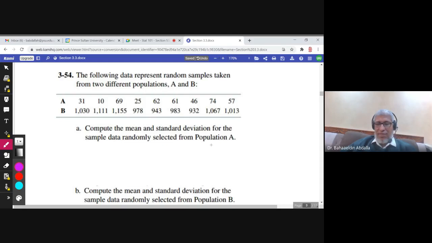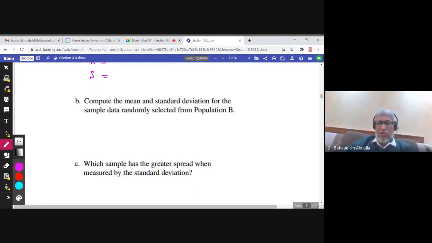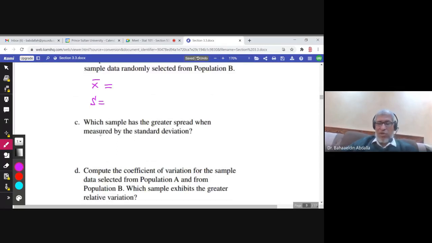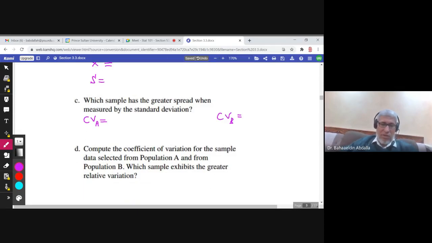That's the answer. Also, this one, 3.54, you can use the calculator to compute the mean and the standard deviation for the sample selected from population A. So please use your calculator to find the mean and the standard deviation for sample A. Also, here find the mean and the standard deviation of sample B. And then to answer this question, which sample has the greater spread, you find the coefficient of variation of the sample taken from population A and the coefficient of variation of the sample taken from population B.